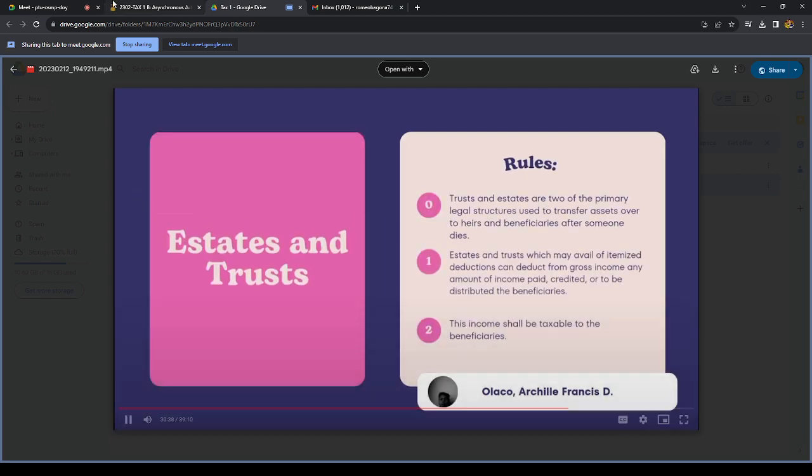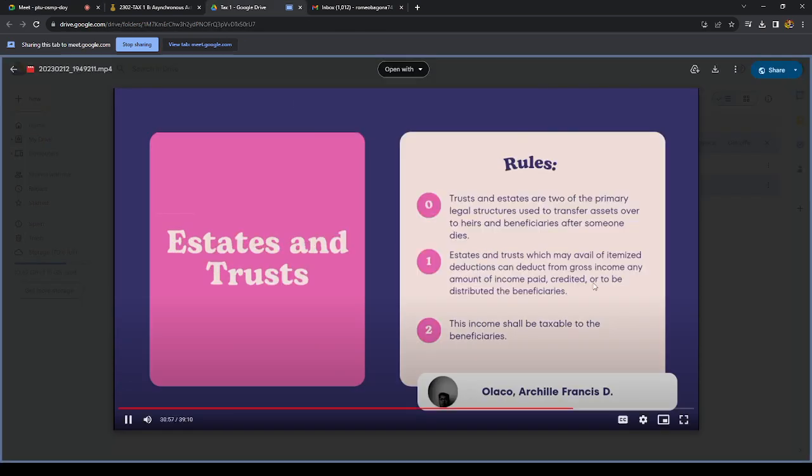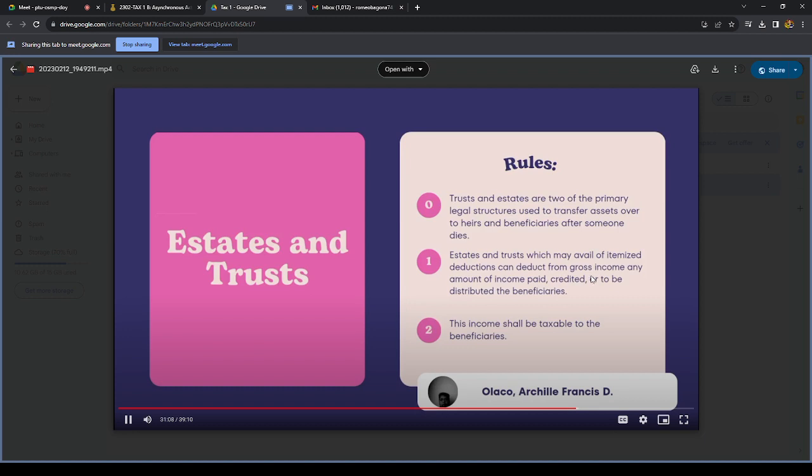Estates and trusts. To define, trusts and estates are two of the primary legal structures used to transfer assets over to heirs and beneficiaries after someone dies. So the general rule is that estates and trusts, which may avail of itemized deductions, can deduct from gross income any amount of income paid, credited, or to be distributed to beneficiaries. This income shall be taxable to the beneficiaries.